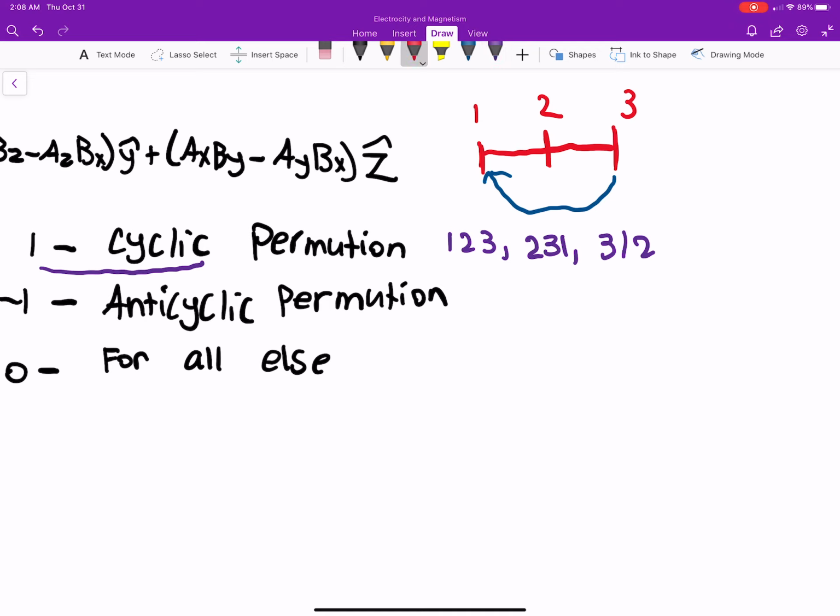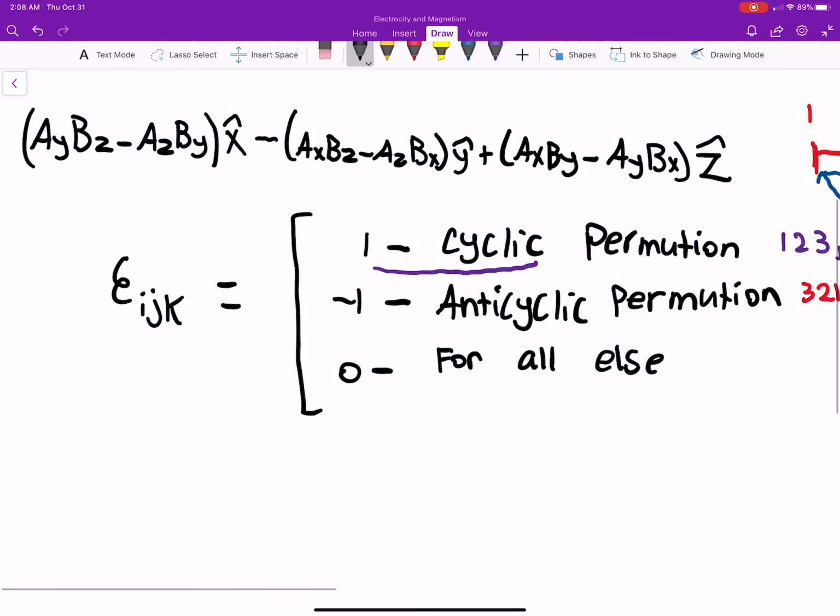Now, if we get -1, it means it goes backwards. So 3, 2, 1, 2, 1, 3, 1, 3, 2. It just means we go backwards. And if it's in any other combination, it's 0 for all else. Hopefully that makes a little more sense, but there's still a lot we don't understand about this. Like, what even is this?